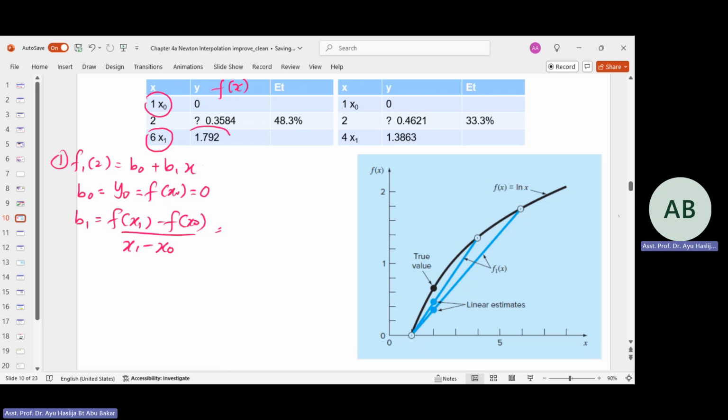Now, this value, how do you get it? Press your calculator, the y value for 6. Press your calculator and you will get this value. So f(x1), which is that, minus f(x0), which is 0, over x1 minus x0, which is 6 minus 1. Here you will get just now 0.4621, right?